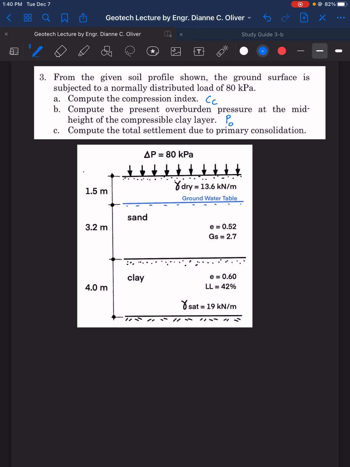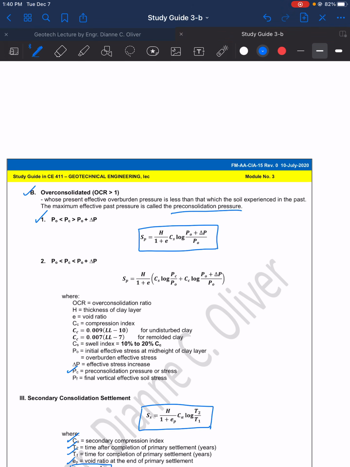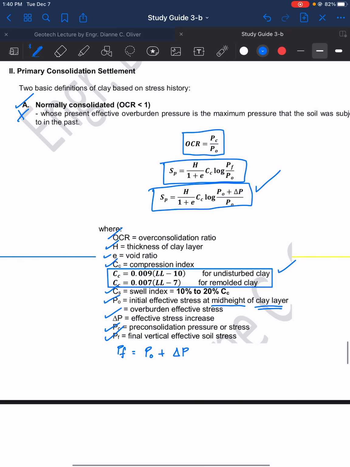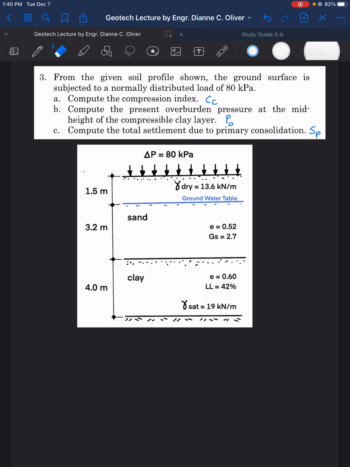So we are going to compute for the total settlement, S settlement primary, S sub P. Under S sub P, we are going to use the normally consolidated formula because there is no P sub C. And how do we know if there's a P sub C, or do we solve for it? Well, if the problem mentions it, then there is a P sub C.